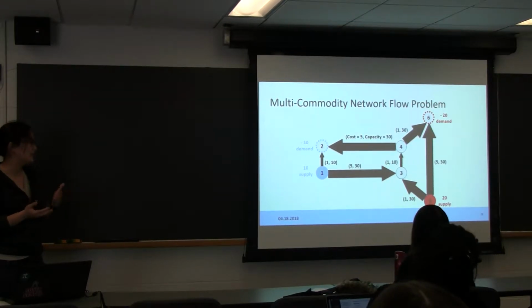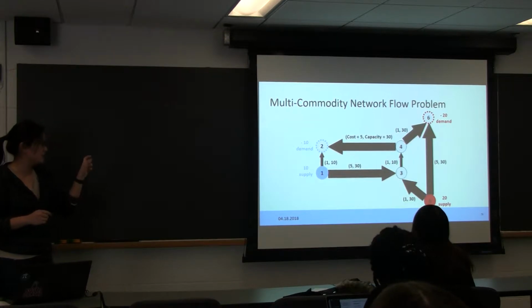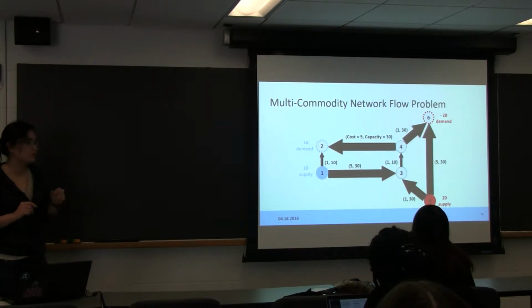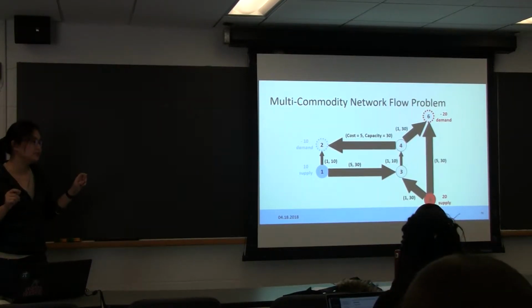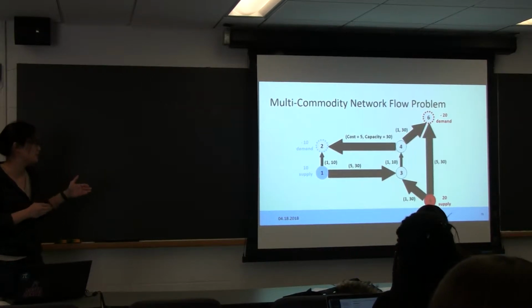Okay, we want like 20 units to arrive here. And for each link, I mean the road that connects each node, there will be two properties attached: the cost and the capacity. You can think of the cost in terms of the time you need to travel from one node to another node.